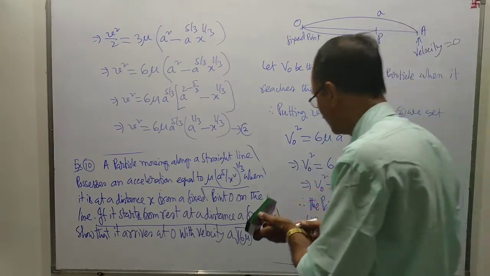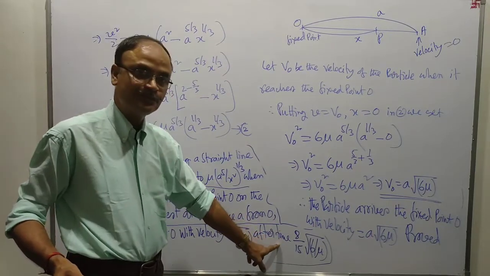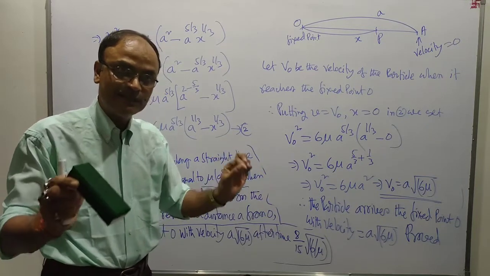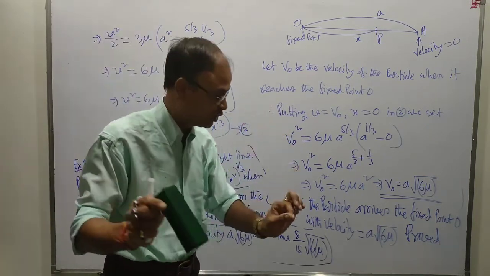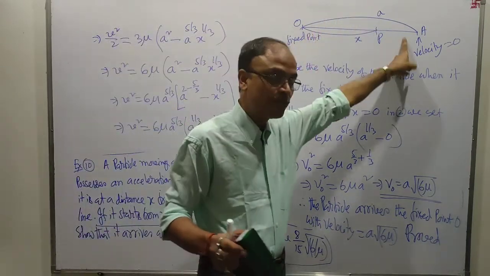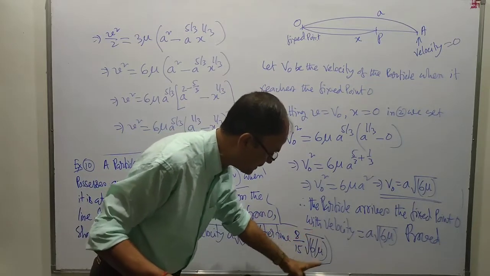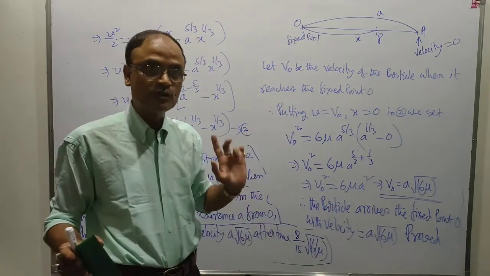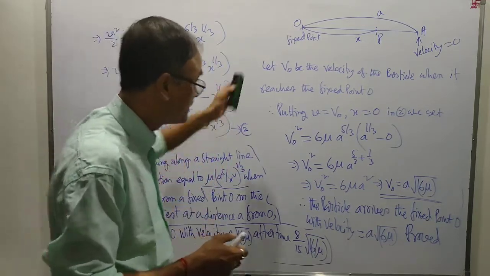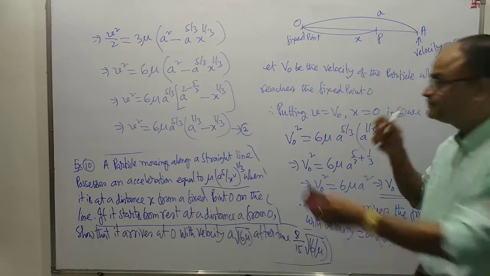Now we have to prove the second part. We have to show that the time taken by the particle to reach the center of force O from the starting point is 8 by 15 root of 6 divided by mu. We have to show this, the second part. Let us come to the second part.